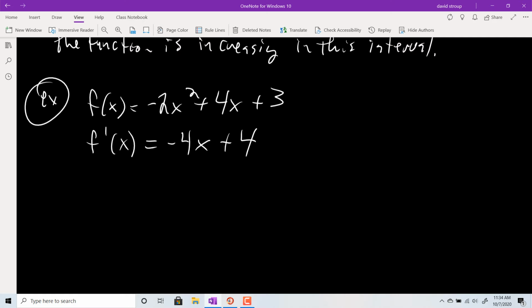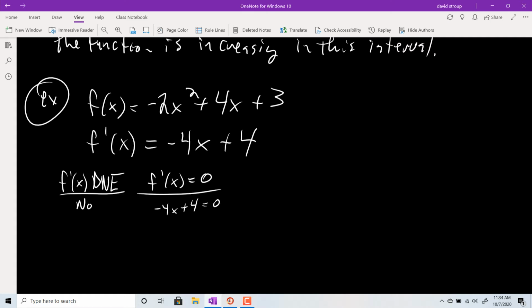I want to find the critical numbers. So f prime of x does not exist. That never happens in this case. Where is f prime of x equal to 0 then? So negative 4x plus 4 equals 0. So it looks like x is 1.